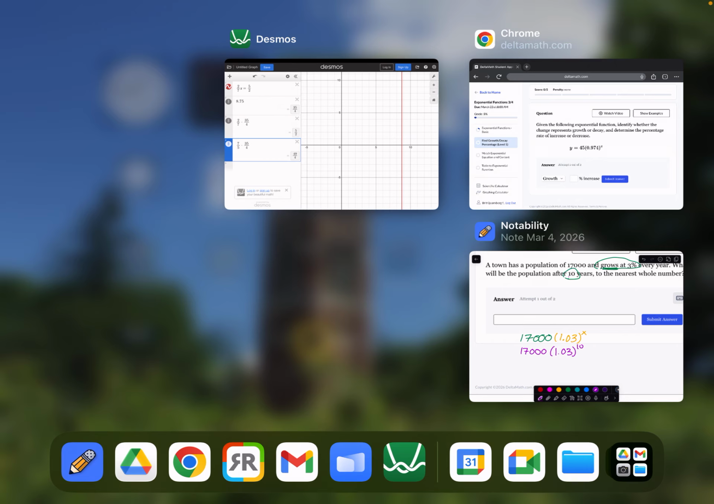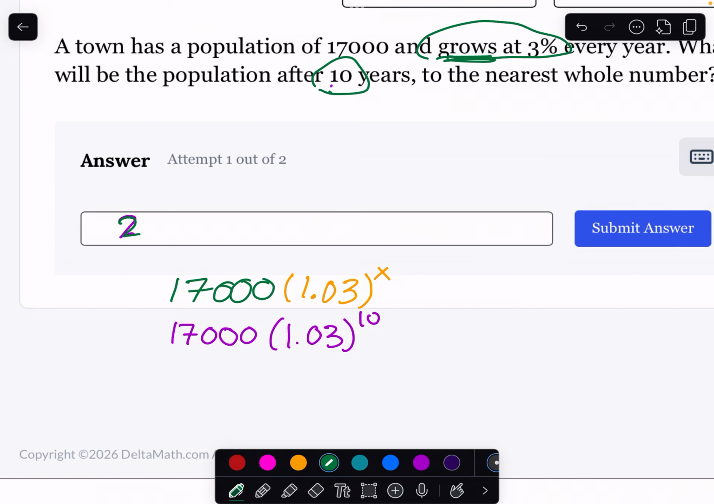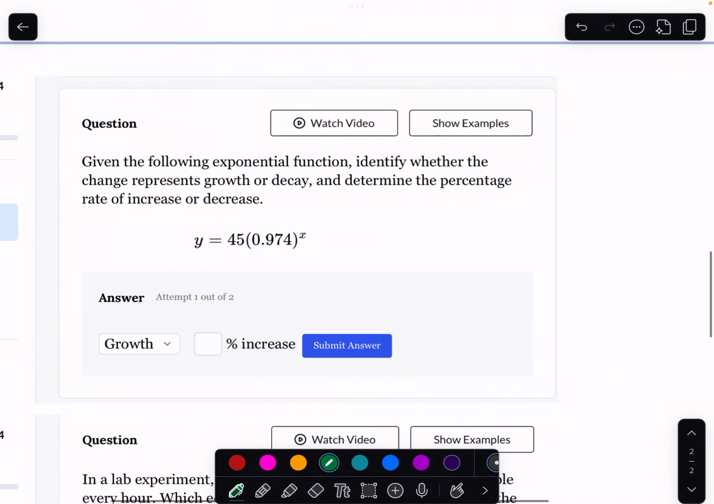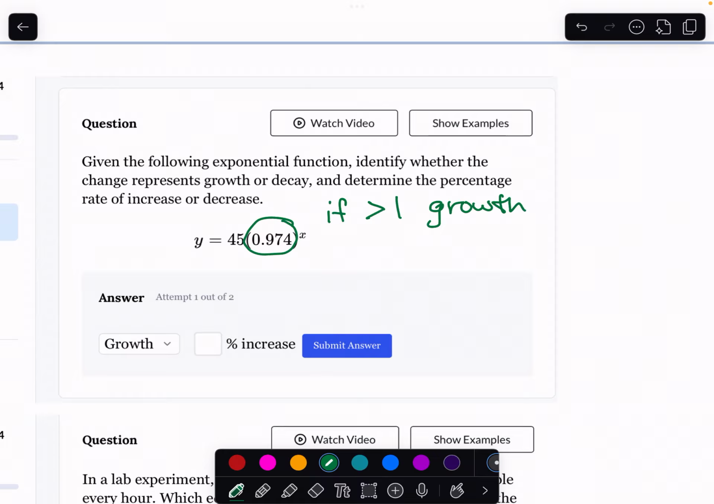Here we go. So we got 22847, right? Okay. So it's this number right here. So if it's greater than 1, it's growth, which you can see this is not. If less than 1, it's decay. So for this one, it's going to be decay. And we want to know what percent increase, or it'll change to decrease when I do that.